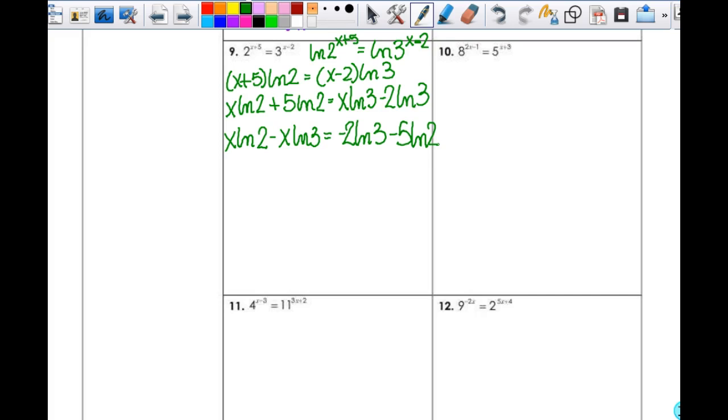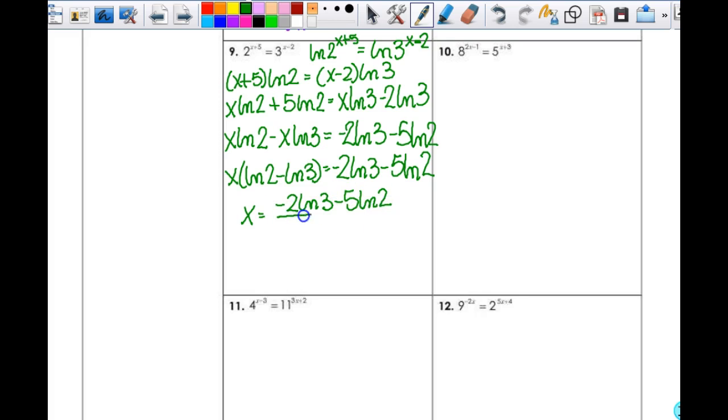Factor out my GCF. What's my GCF on the left? X. So I factor out an x. That leaves me with the natural log of 2 minus the natural log of 3 equals negative 2 times the natural log of 3 minus 5 times the natural log of 2. What do I do next? Divide. Trying to get x by itself. It's being multiplied by that, so I divide. So x equals negative 2 times the natural log of 3 minus 5 times the natural log of 2 all over the natural log of 2 minus the natural log of 3.